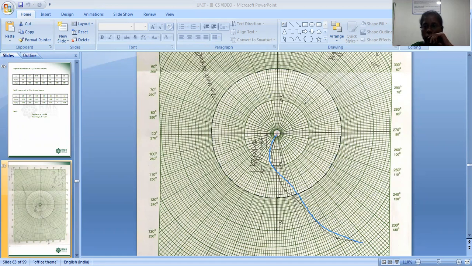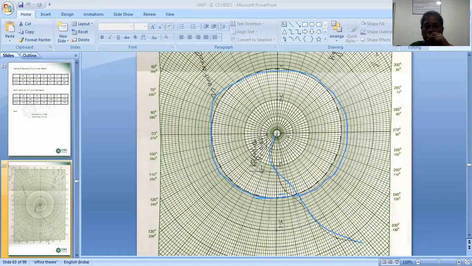Once we have the polar curve, in order to find the gain margin and phase margin, we have to draw a unity circle. A unity circle is a circle which has a radius of 1. That is what we call a unity circle. So we have to just bold this unity circle, the circle which has a magnitude of 1, or the radius of 1.